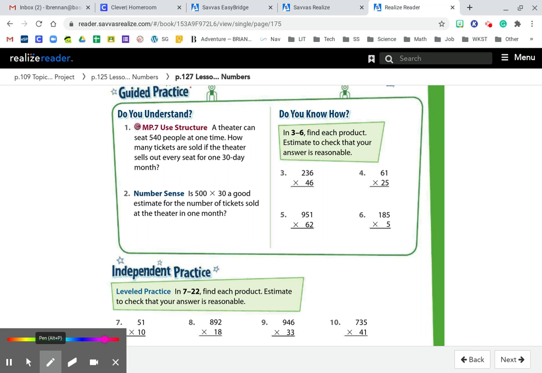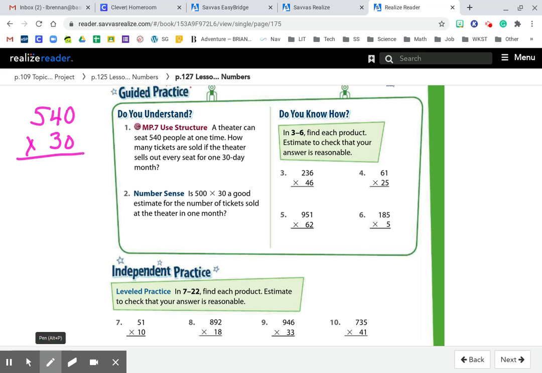A theater can seat 540 people at one time. How many tickets are sold if the theater sells out every seat for one 30-day month? So 540 times 30 days. Now, don't get scared because you can do 540 times 3. We did that in 4th grade. 540 times 3 is, and then we're just going to annex a 0.